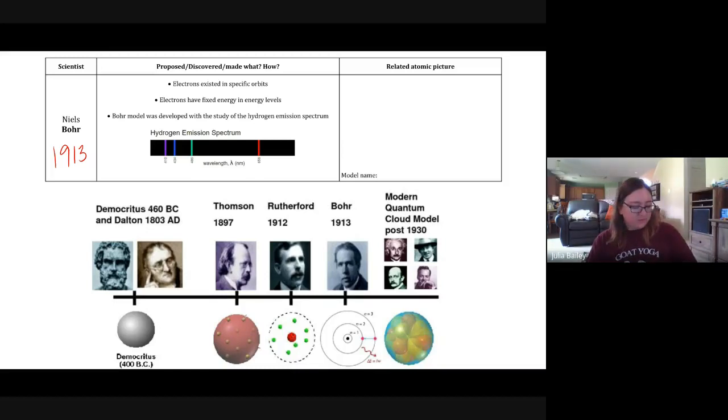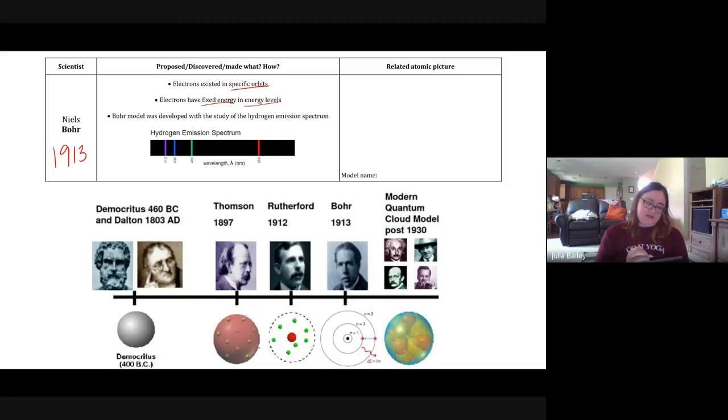basically did a bunch of math. He did differential equations, which is like the next math after you finish calculus. So, a really intense level of math. And he discovered that electrons existed in specific orbits. They have a fixed energy in energy levels.